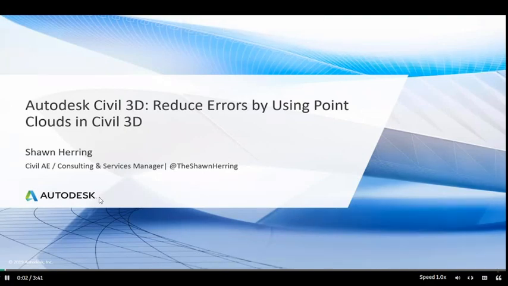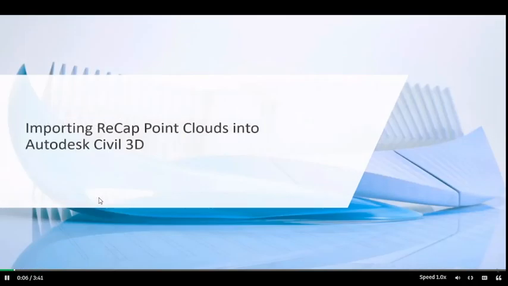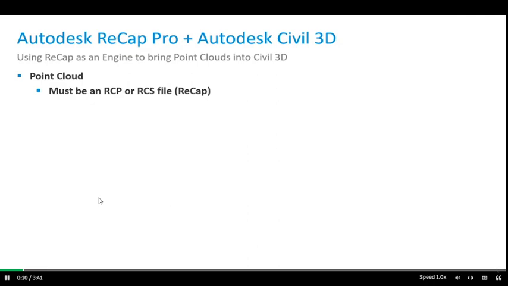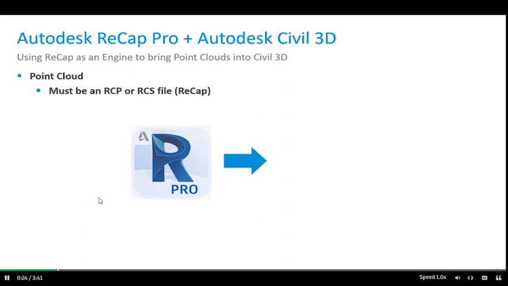So in this session, we're going to look at bringing a point cloud into Autodesk Civil 3D. The first thing to remember is that point clouds within Civil 3D, you have two file formats. You have to use an RCP or an RCS. So you must first convert your files, if they're not already an RCP or RCS, maybe they're an LAS file. Those must be converted inside ReCap Pro and then brought into Civil 3D.